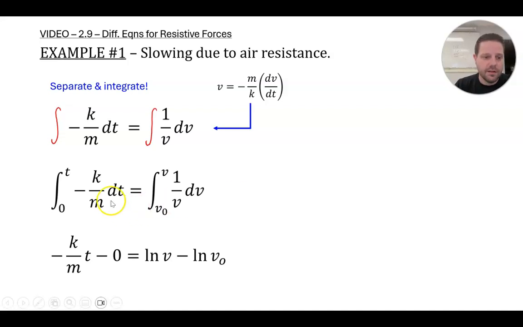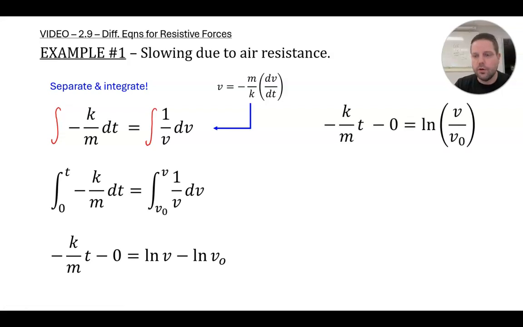After we integrate this, the integral of dt is t. When we subtract 0, we get 0, right? When we sub in 0 for t, we get 0. And so we're just left with k over m, the constant, times t. On this side, 1 over v, when you integrate that, you get natural log. So when we sub in v and v naught, we get natural log of v minus natural log of v naught.